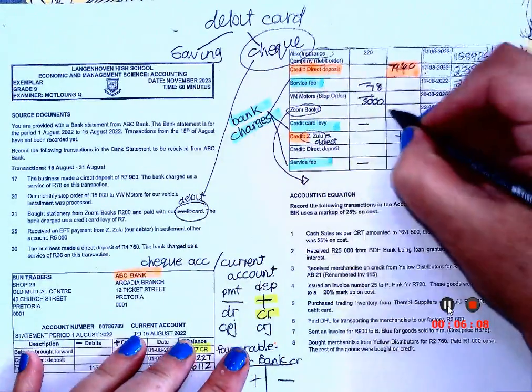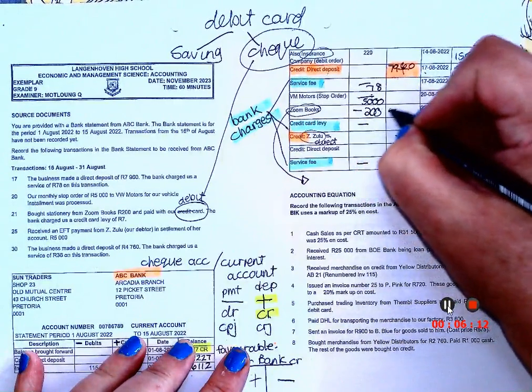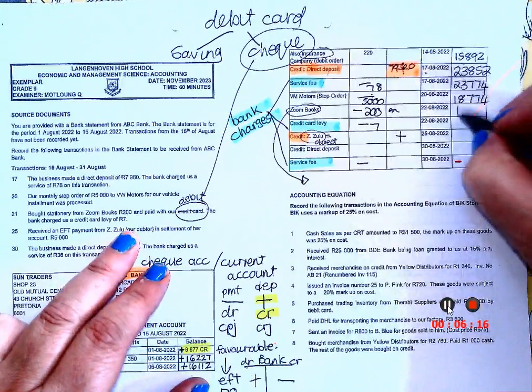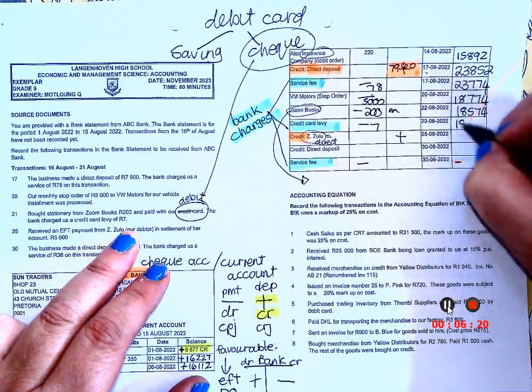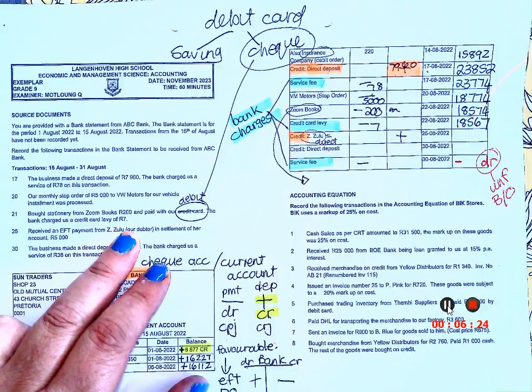Okay, less 200, less 7. So this is going to be 18,574, 18,567. Next one.